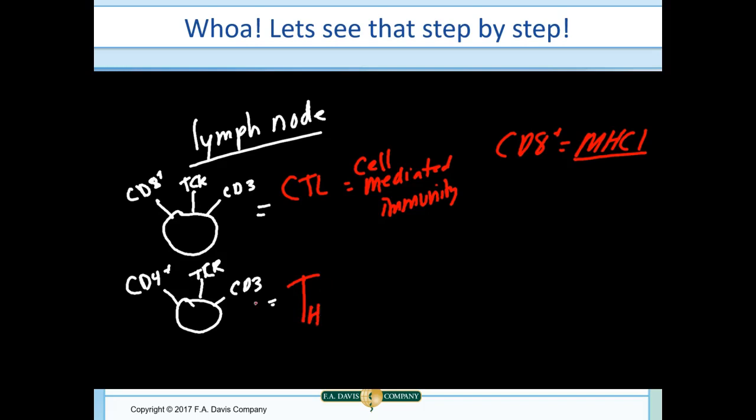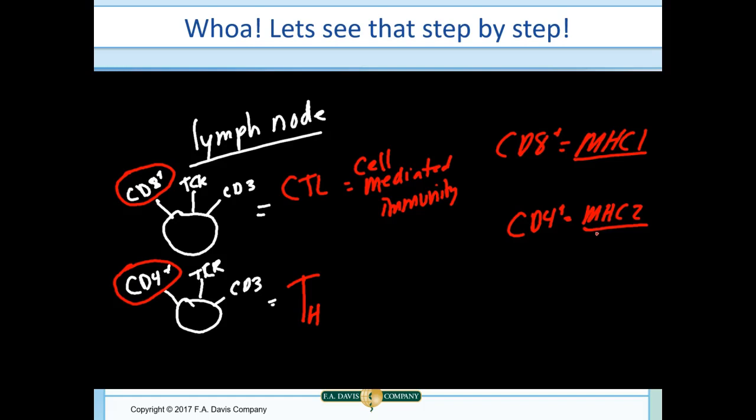Now you've got the T helper cells. T helper cells are going to be the CD4 positive, while before it was CD8 positive for cytotoxic T lymphocytes. T helper cells, you may have heard CD4 positive always binds MHC2. Well, what does this mean? MHC2 is going to be found on antigen presenting cells, so like dendritic cells, for example.